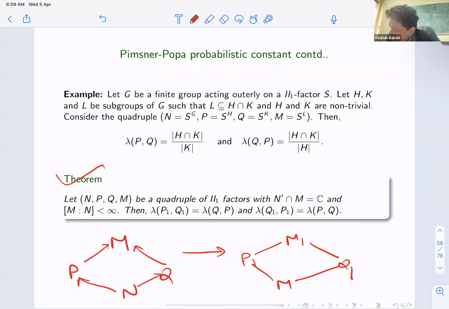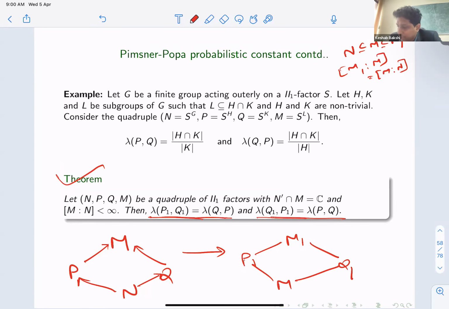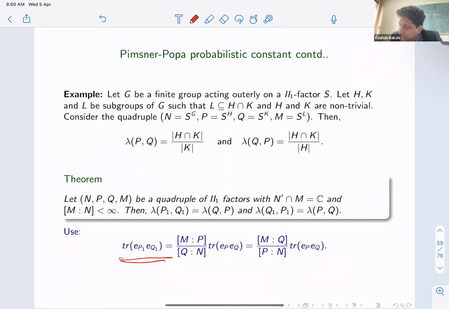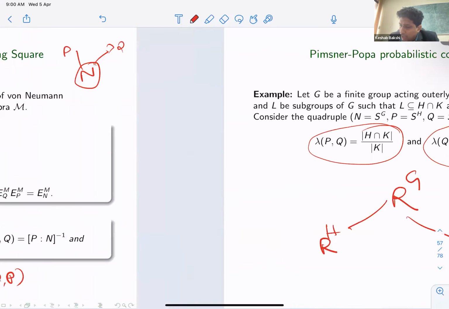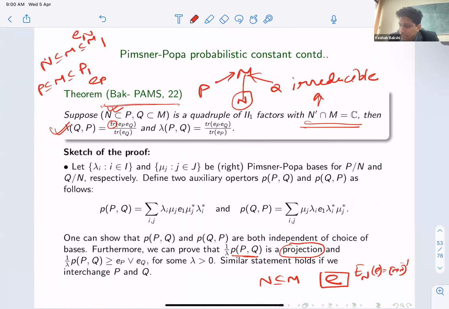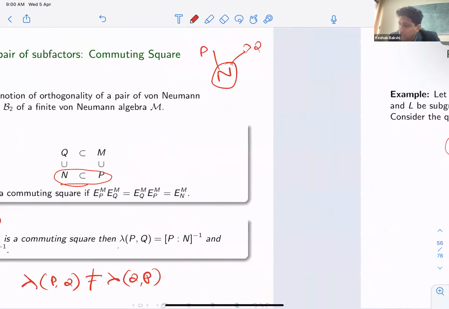A nice thing is that, as we have seen, if we have N subset M subset M1, then the index of M1 over M is the same as the index of M over N, this periodicity. A similar thing happens here also. This can be easily shown by planar algebra and using my formula. So lambda P1, Q1 will be the same as lambda QP, and similarly lambda Q1, P1 will be the same as lambda P, Q. Pictorially, it follows beautifully. One advantage of Jones's planar algebra is that a lot of analytic things you can draw by pictures, and proofs become handier and easier. Applying our formula for lambda that I obtained, it follows as trace EPQ divided by trace EPQ. So this is all about the Pimsner-Popa constant.